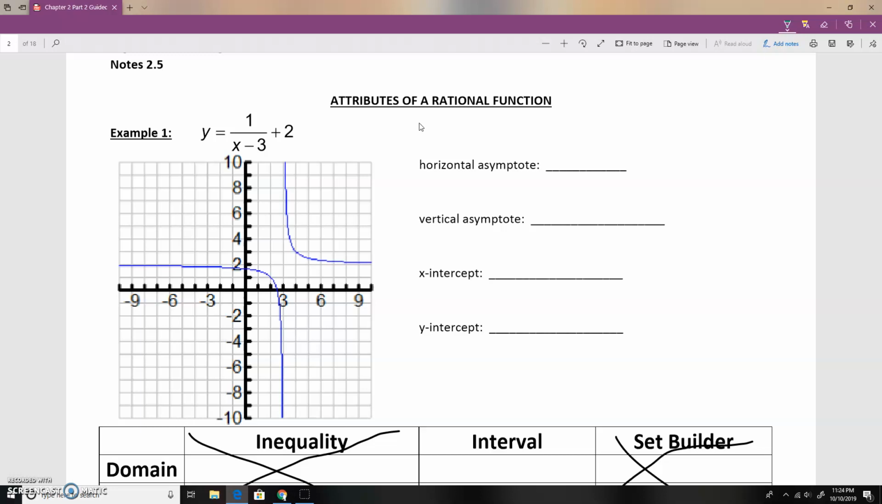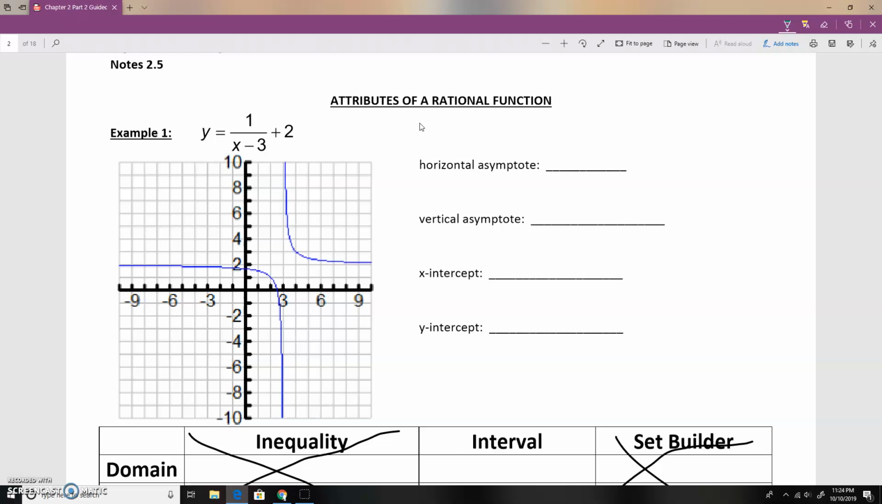Alright guys, in today's video we're going to be looking at the attributes of rational functions. Rational functions, if you remember, are functions that involve having a fraction where that x value is inside of the denominator here. In these rational functions we've got a new attribute that we hadn't seen before. It's called an asymptote. An asymptote is a line that the graph approaches but it never really touches.